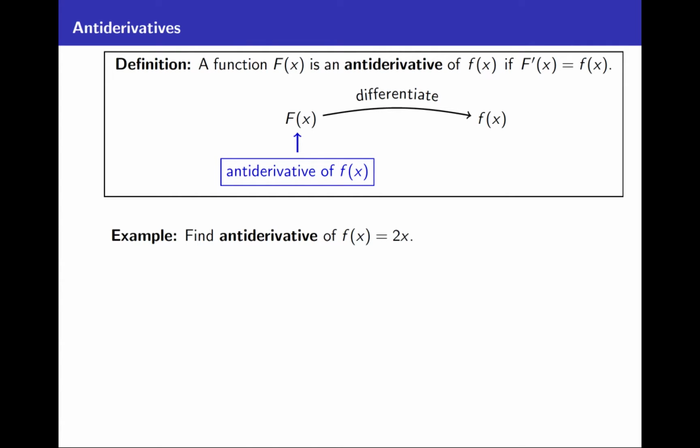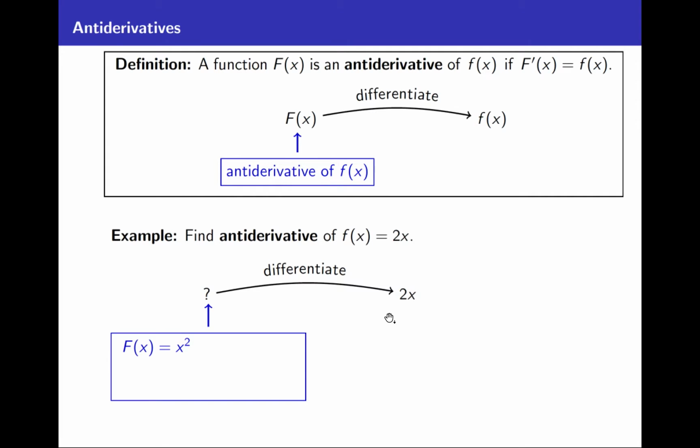As an example, let's see if we can find an antiderivative of the function little f of x equals 2 times x. So I'll duplicate this picture. An antiderivative of 2 times x would be a function over here, maybe we don't know what it is yet, but if we differentiated it, we'd get 2 times x. Well, you don't have to look very hard because big F of x equals x squared would do the job. If you differentiated that, you'd get 2 times x. So big F of x equals x squared is an antiderivative of 2x.